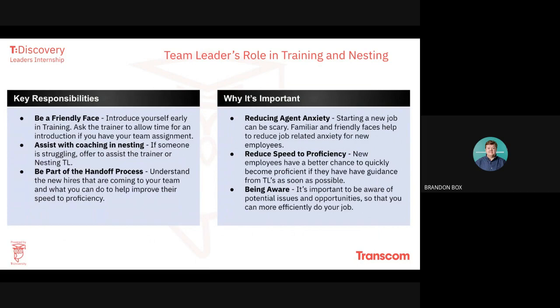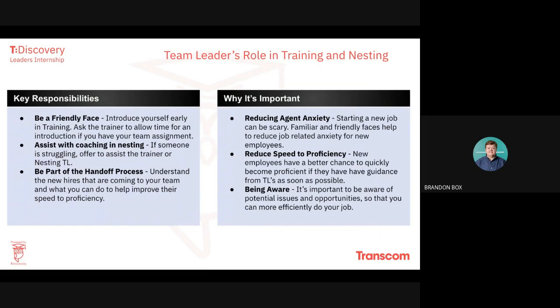Assist with coaching and nesting. So if someone is struggling, offer to assist the trainer or nesting TL. This is not overstepping. If you have someone who is already assigned to your team and you know that they're in nesting, always just check on their performance and ask the nesting TL if they need any additional assistance with just talking to the person, maybe establishing some rapport and offering some additional coaching.